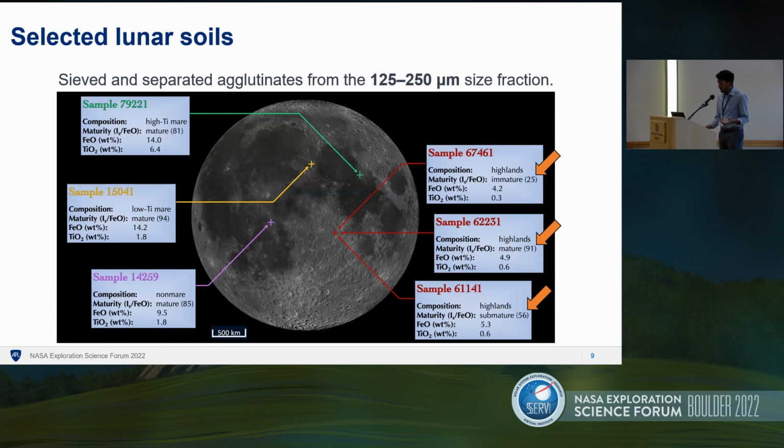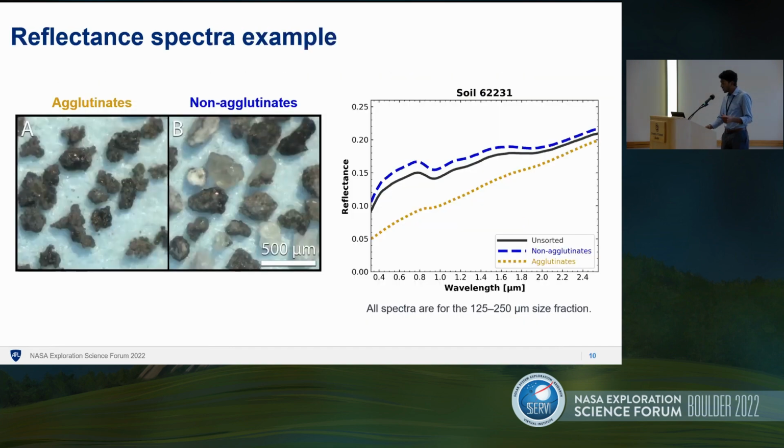So as an example of some of these spectra that we've gathered, here are the spectra for soil 62231, which is a mature highland soil. As you can see, for each soil, we have 3 different kinds of spectra. We have the dotted line showing agglutinates, dashed line non-agglutinates, and the solid black line unsorted, which is essentially agglutinates plus non-agglutinates.